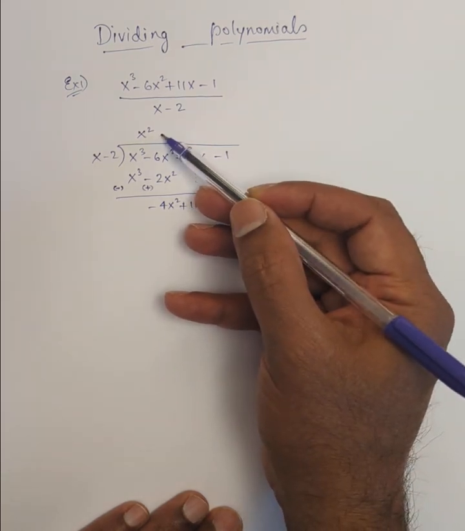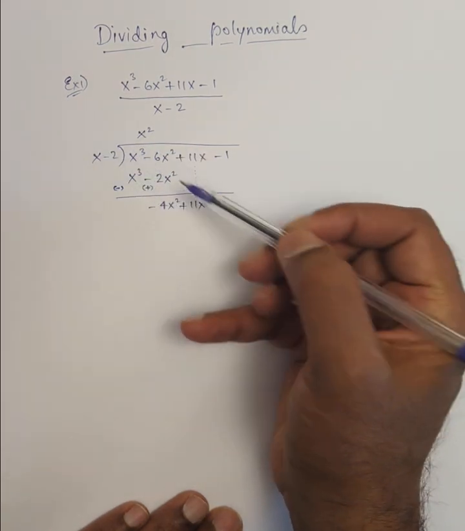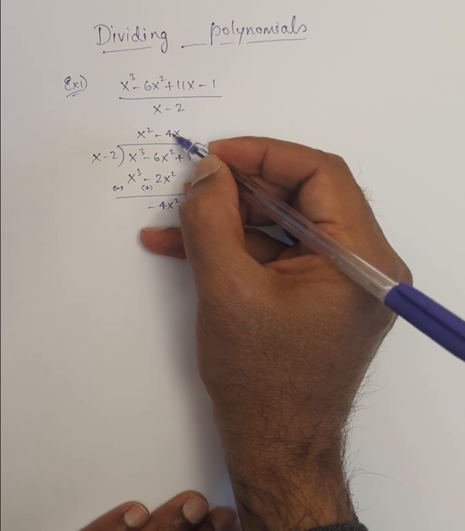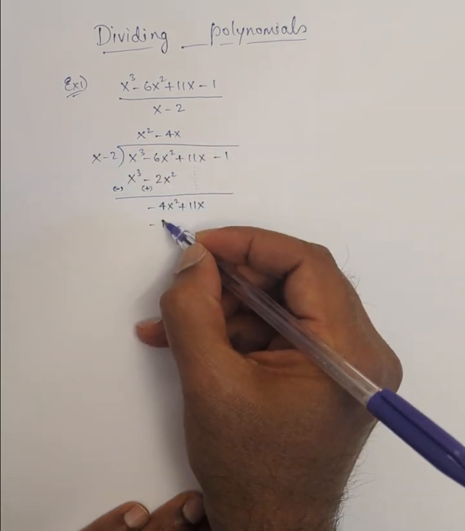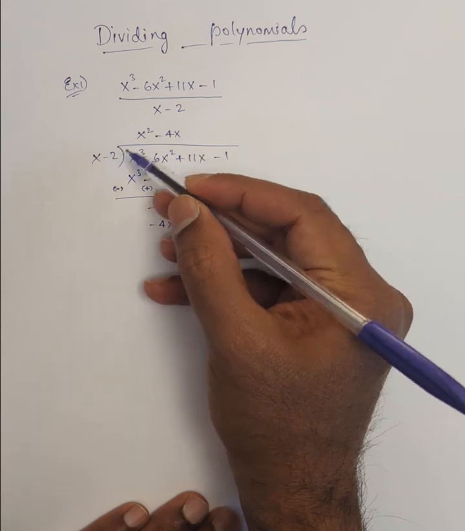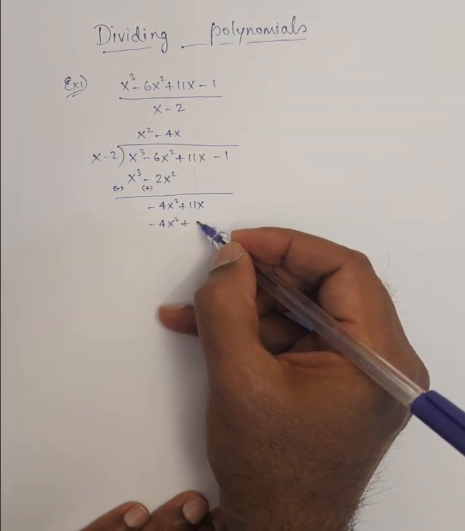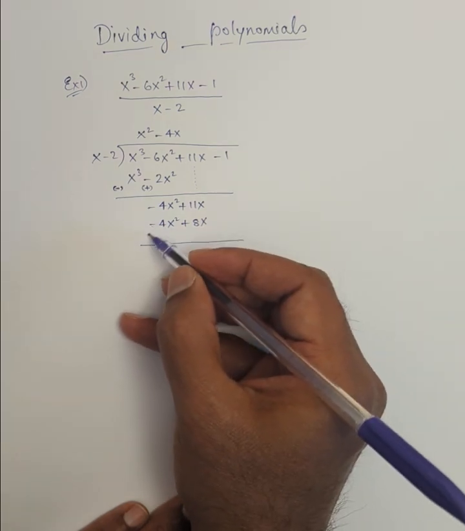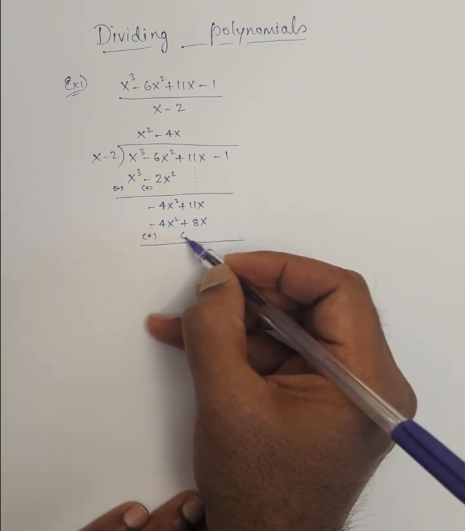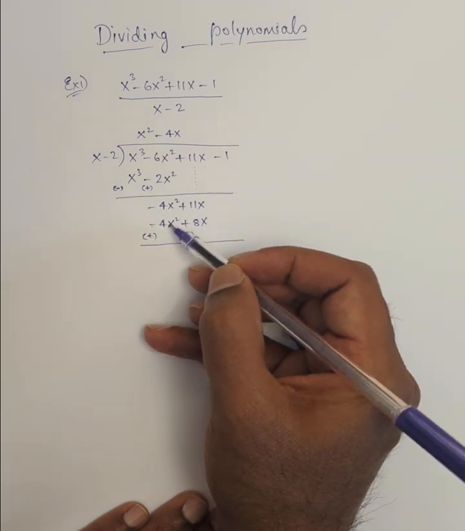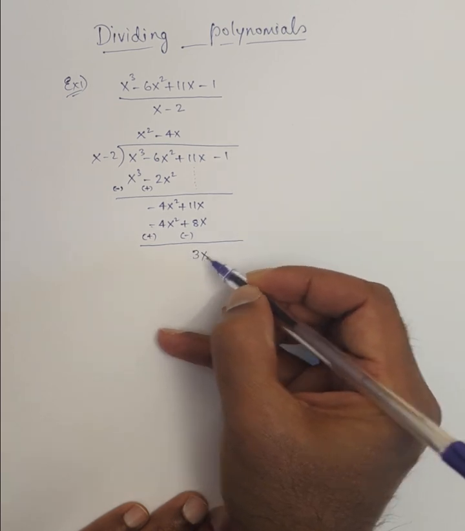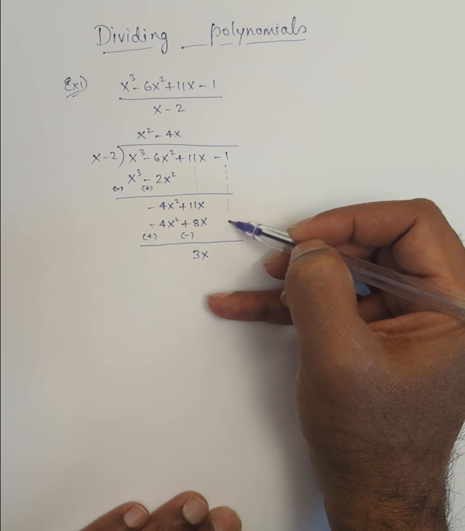What should be up here so that you multiply by x to get negative 4x squared? Well, it's negative 4x, because negative 4x times x is negative 4x squared. And what is negative 4x times negative 2? It's positive 8x. And again, repeat the process. So subtracting means change the sign of the second polynomial. So minus becomes plus, and this plus becomes minus. So negative 4x squared plus 4x squared, that's gone. 11x minus 8x is 3x. And then you borrow the last term here, which is negative 1.